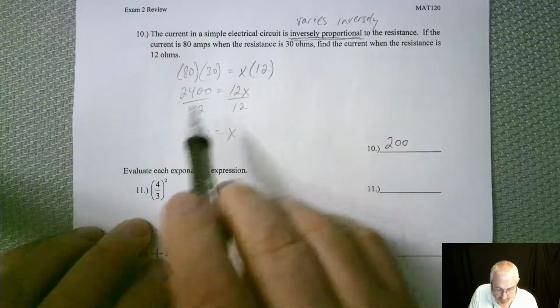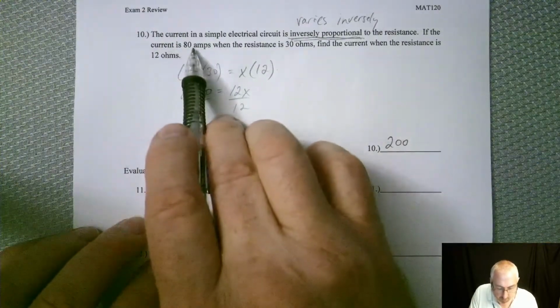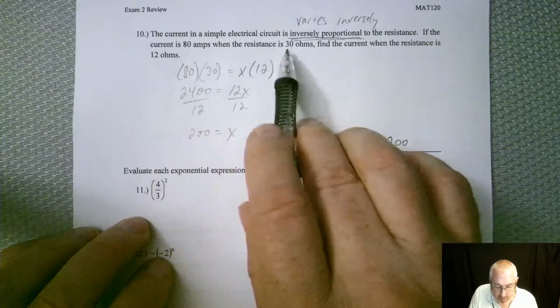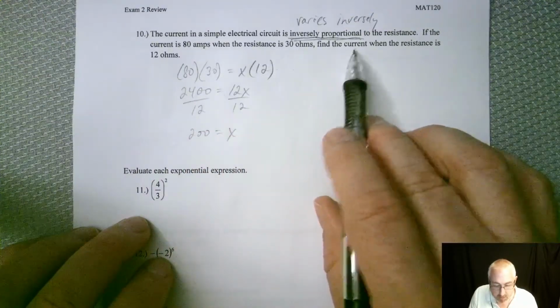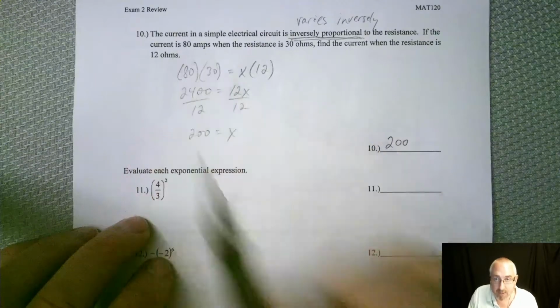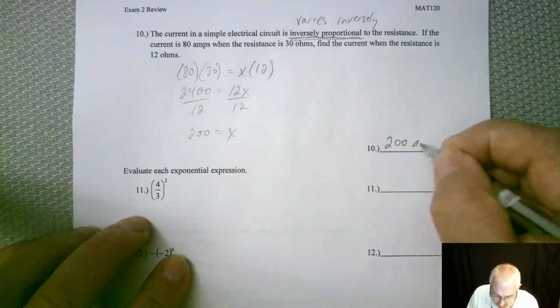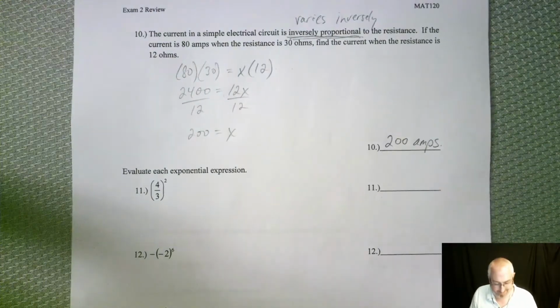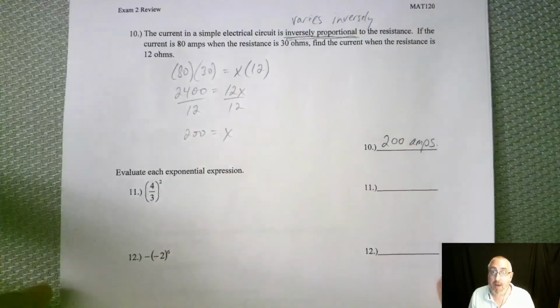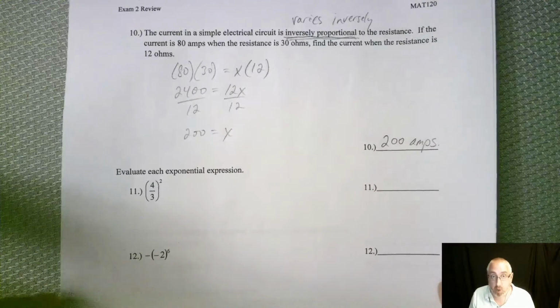So, well, let's go back and look. A current of 80 amps when the resistance is 30 ohms. Find the current. So again, current, so amps. Amps is going to have to be our units. Don't forget those units. All right, so that kind of wraps up some of those word problems.